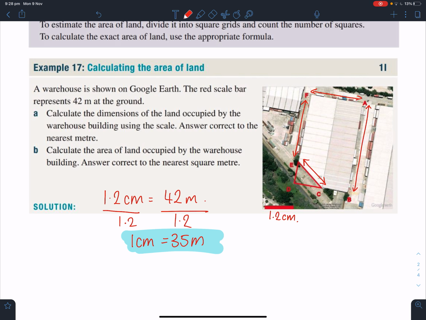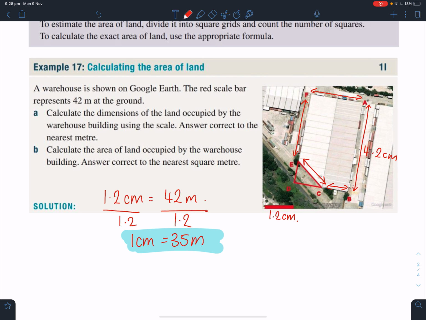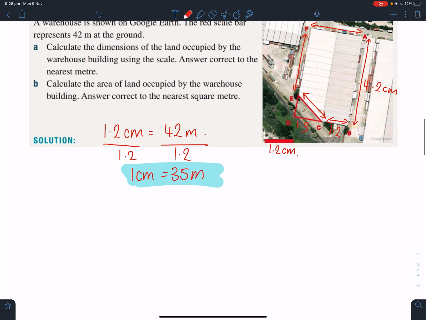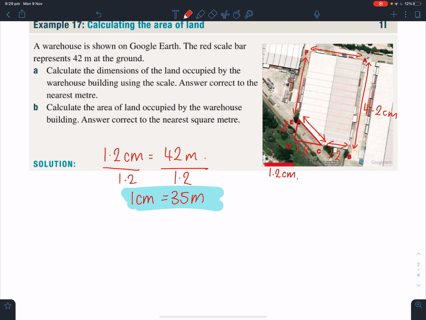AB measured 4.2 centimeters. Next one was BC, down here, which I had at 1.2. Then CD, which is this here, that's 1.3. ED is 1 centimeter. EF was 3.2. AF is this one here, which was 2.5. And then EC, which was that diagonal there, was 1.6.